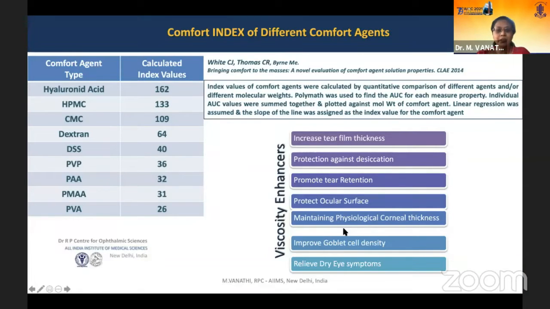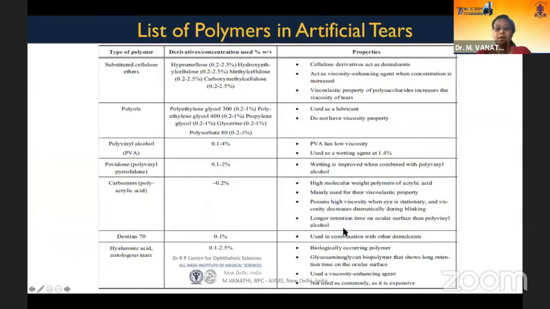This is an interesting study, which I always recommend you go back and look up. When you looked at the comfort index of the various viscosity enhancing agents, you did find that the comfort index of hyaluronic acid, HPMC, and CMC scored far above the other PVP and PEG molecules. So that's how a combination of these molecules really helps when you have a combined dry eye disease. They act collectively to increase the tear film thickness, protect against desiccation, improve tear retention on the ocular surface, maintain the tear film thickness, and thereby help in promoting the goblet cell activities.